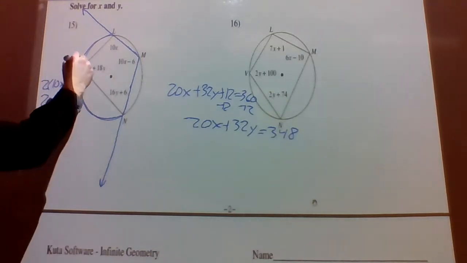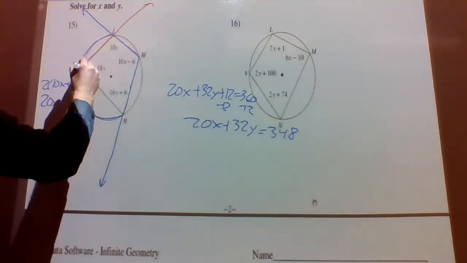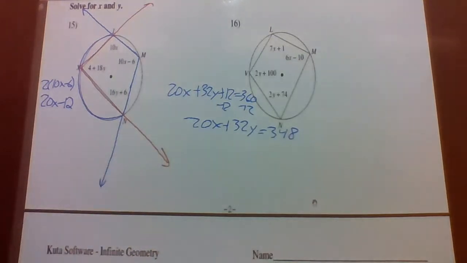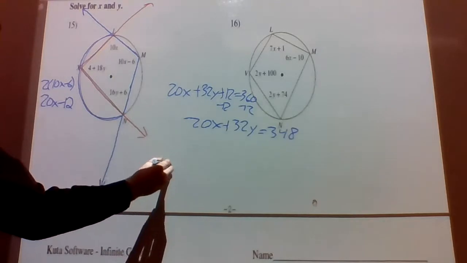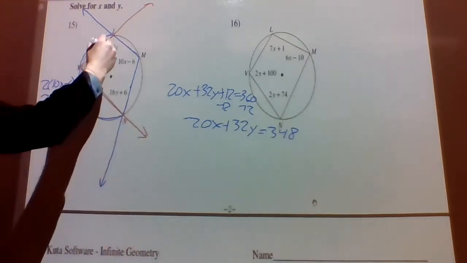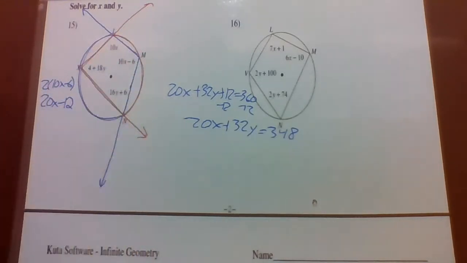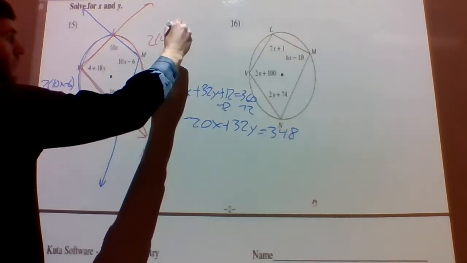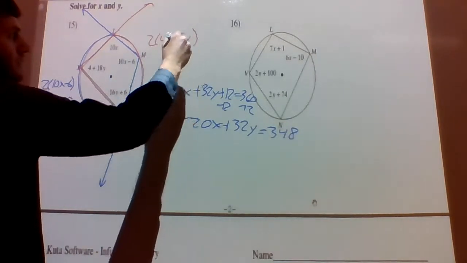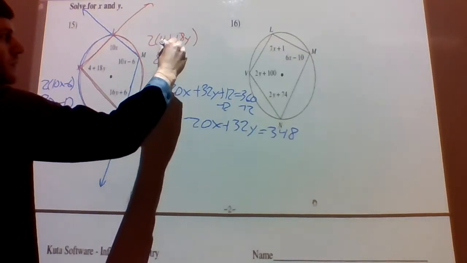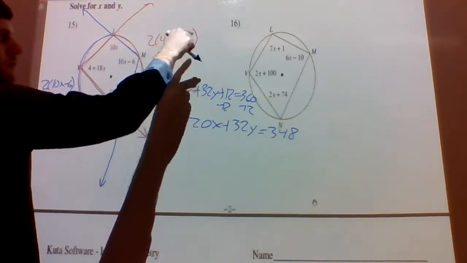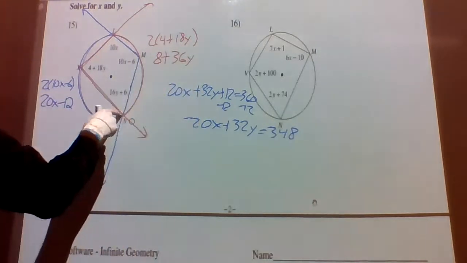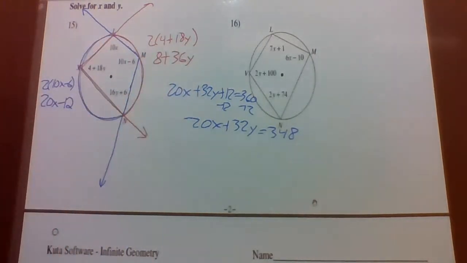Then angle x here. That's an inscribed angle because x is on the circle. Here's our intercepted arc, arc LN. So that's going to be twice 4 plus 18y, which makes it 8 plus 36y. And here again, this arc plus this arc is 360.